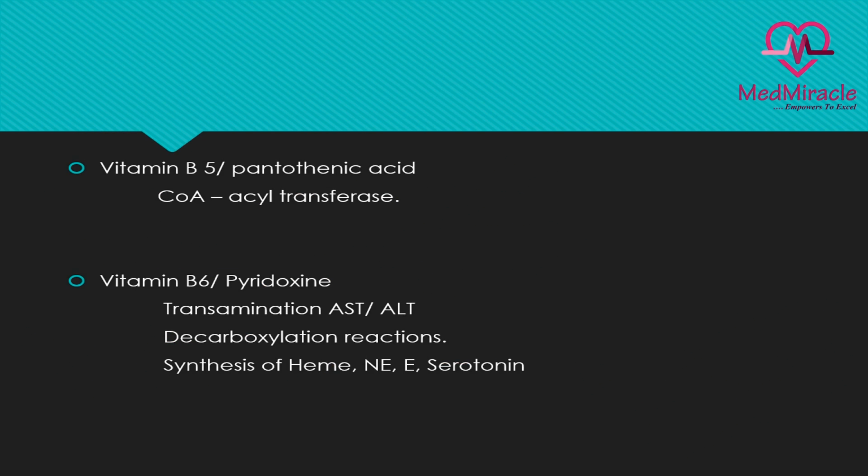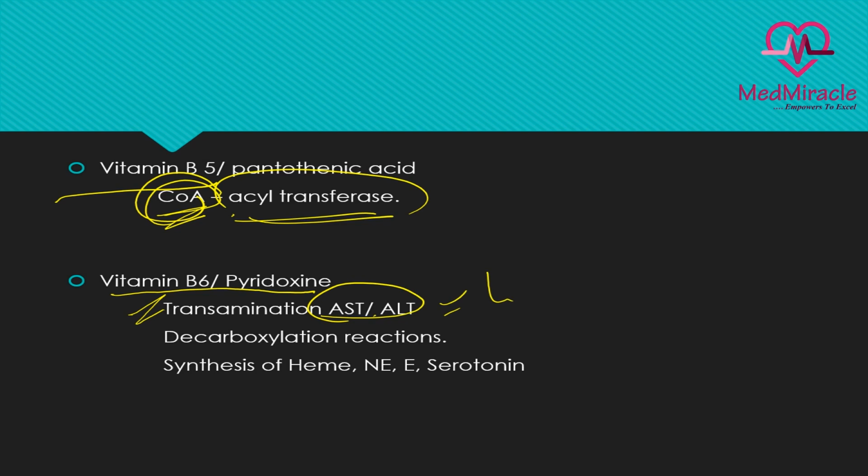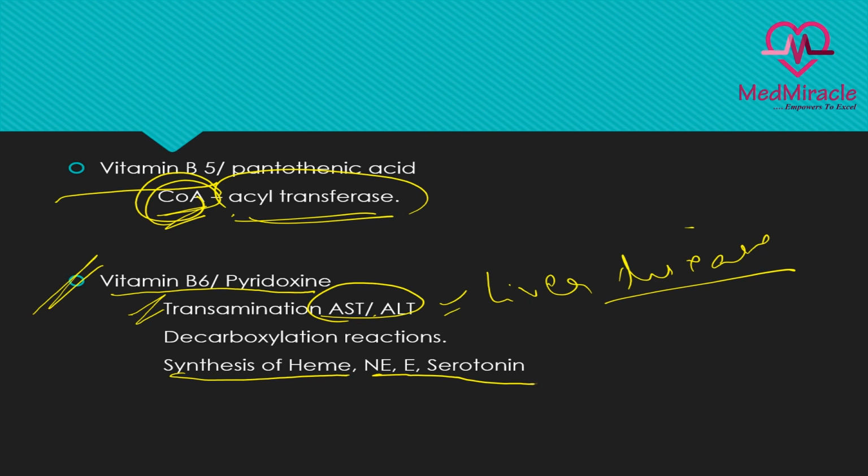The next one is vitamin B5. It's the coenzyme A you are talking about. It's available in acyl transferase. So next is pyridoxine. It's mainly involved in transamination reactions. So AST, ALT levels, liver diseases, you would have heard about it. So the coenzyme involved is pyridoxine, and it's also important in the synthesis of heme, norepinephrine, epinephrine, serotonin.